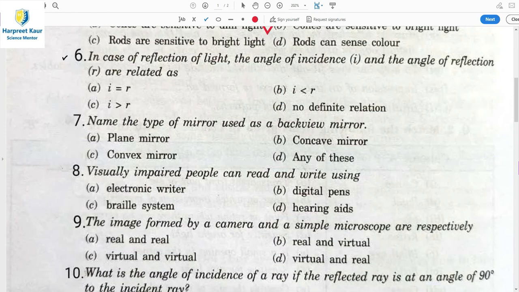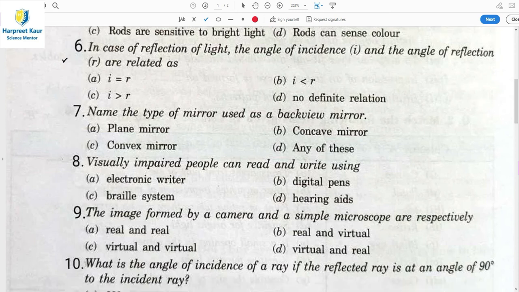Question 6, in case of reflection of light, the angle of incidence and the angle of reflection are related to. So what is the relation between angle of incidence and angle of reflection? So we have to see the laws of reflection. According to the laws of reflection, there are 2 laws. One states that the incident ray, the normal, and the reflected ray, to these rays you must be familiar, all lie in the same plane at point of incidence.